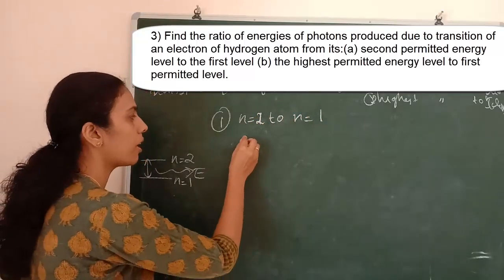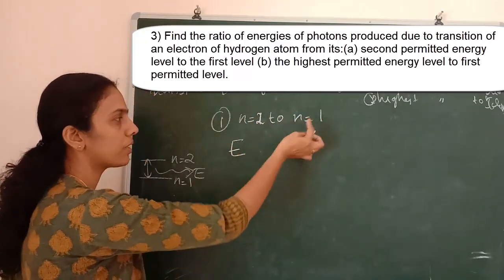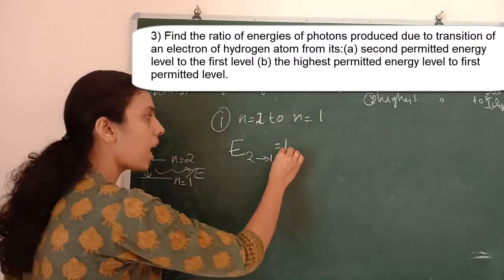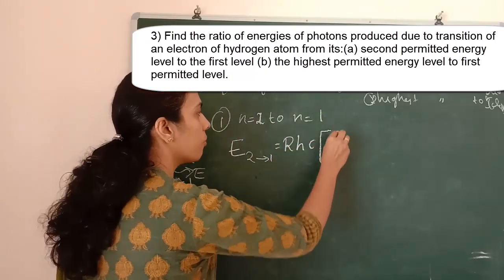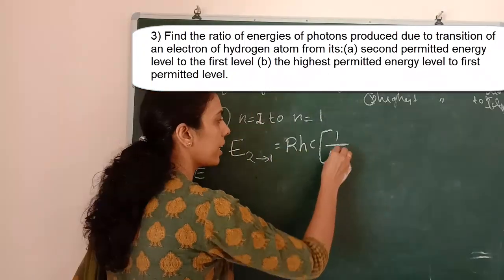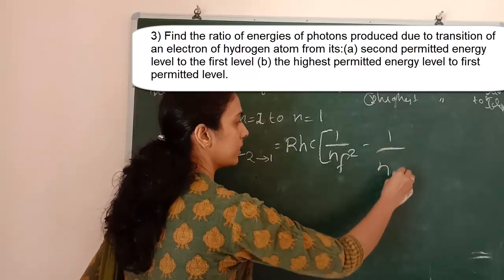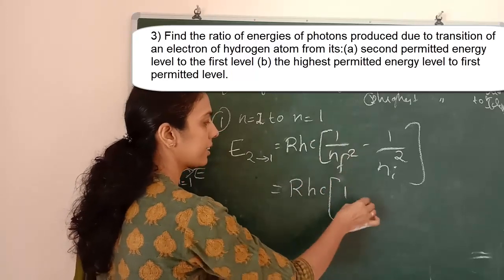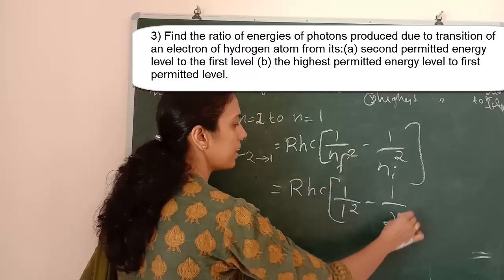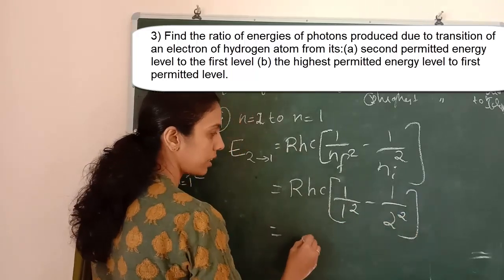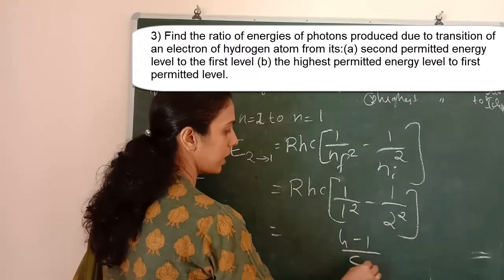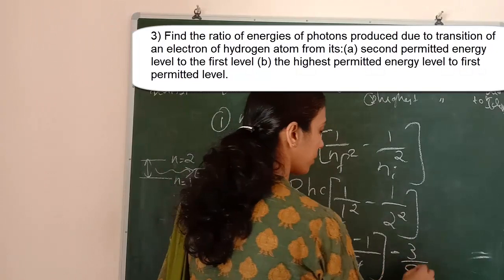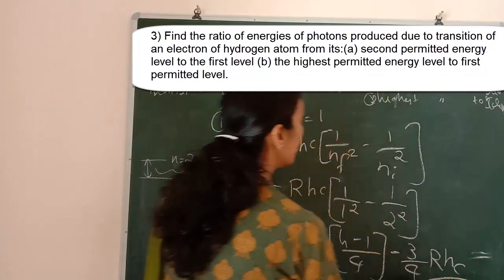Okay, what is the formula for finding out the energy of transition from n is equal to 2 to 1? What is the formula? RHC into 1 by nf square minus 1 by ni square. Okay, this is the formula. RHC into, what is final? It is going to the first one, isn't it? From the second level. So if you are calculating, you will get 4 minus 1 divided by 4 into RHC. So you will get 3 by 4 of RHC. This will be the value.